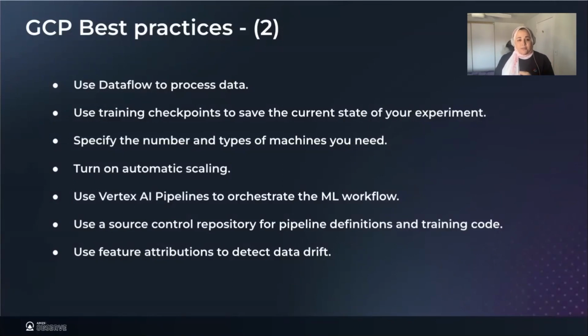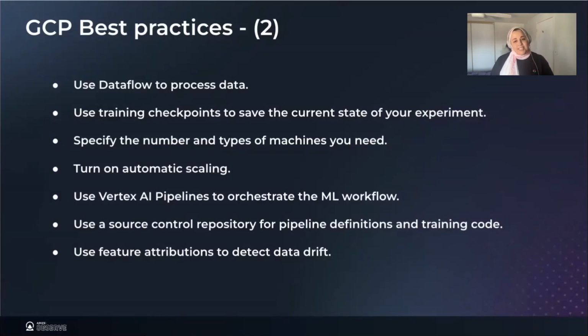Also, turning on automatic scaling. If you use the online prediction service, in most cases, it's recommended that you turn on automatic scaling by setting the minimum and the maximum nodes. You can set automatic scaling with a minimum of 2 nodes. And this also applies to Composer, which is the tool in GCP for Apache Airflow. Composer version 2 allows automatic scaling, which is awesome.